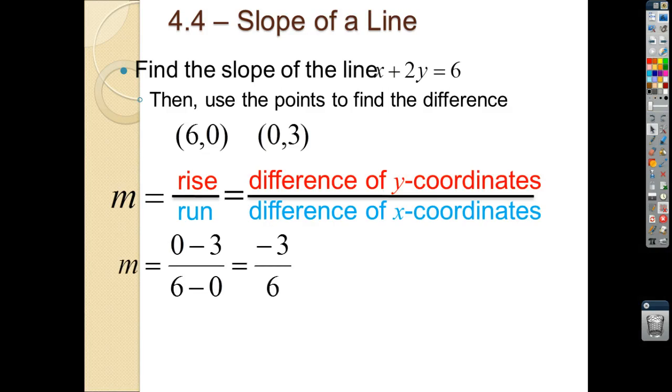then this is sort of the mathematical traditional way, right? 0 minus 3, you find the difference, that's negative 3. 6 minus 0, that's 6. Same idea, you get negative 1/2. Okay, so that's the general idea.